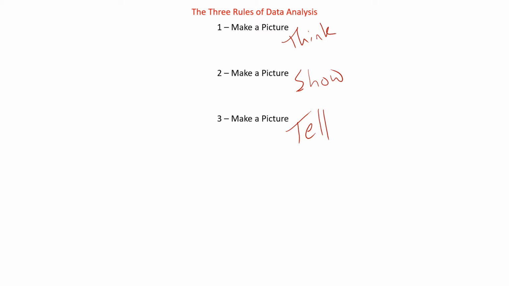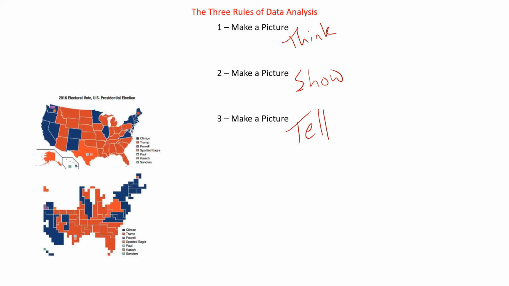One good illustration comes straight from your book, straight from your reading. It's these two graphs right here. These two graphs are using the exact same data, and it's from the 2016 electoral vote for president. The top one is just showing geographically what states went for what candidates.